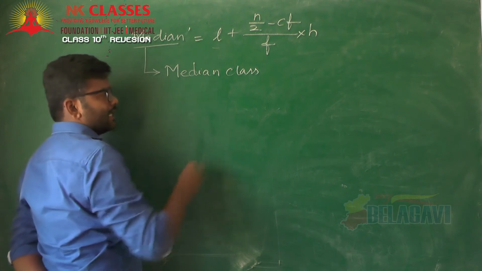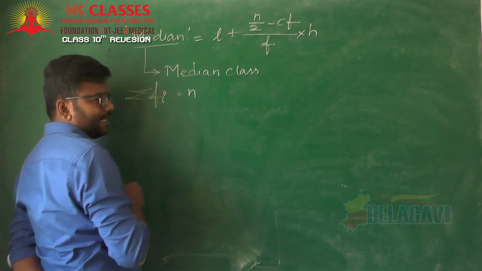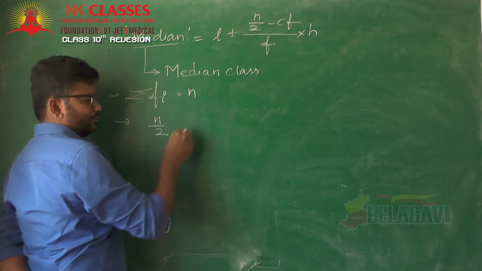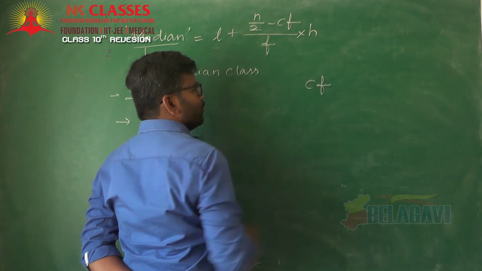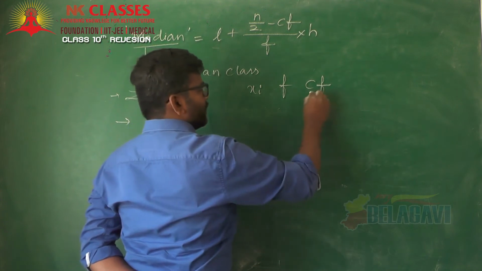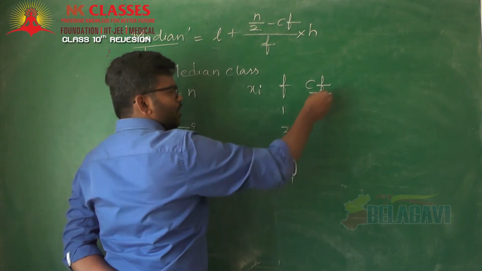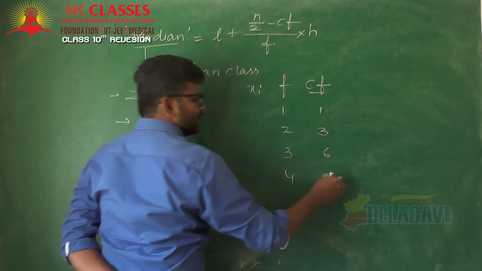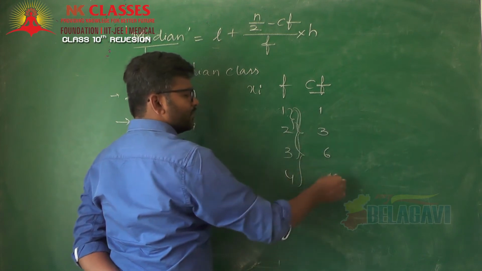How to identify the median class? Calculate N, which is nothing but sigma Fi. That is the first step. Second step, calculate N by 2. Locate this value in the cumulative frequency. We know that we will be given the frequency and the cumulative frequency. Cumulative frequency means, suppose 1, 2, 3, 4 is the frequency. The cumulative frequency over here is 1, then 1 plus 2 is 3, 3 plus 3 is 6, 6 plus 4 is 10. You need to keep adding the data continuously to get the cumulative frequency.